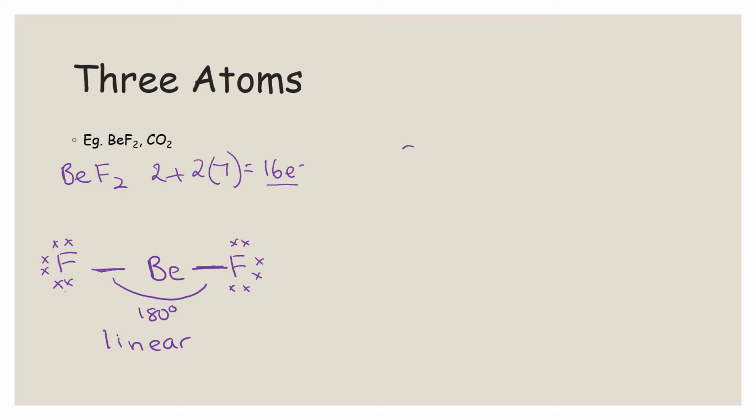Now let's try carbon dioxide. Carbon has a total of 4 valence electrons and each of the oxygens has 6. So 2 6s are 12 and 4 is 16 electrons. The central atom is carbon, put the oxygens around the outside and start with a single bond. Complete the octets for the outer atoms, 2, 4, 6, 8, 2, 4, 6, 8.